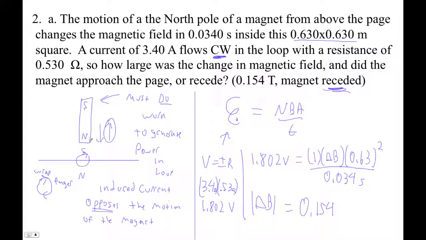Well, let's see, the change in magnetic field. It's getting weaker, right? The magnet's moving away, and so it's into the page, and it was strong into the page, and now it's less into the page. That's what's going on. A little crazy, huh?